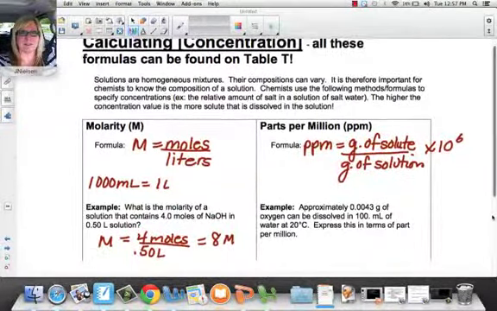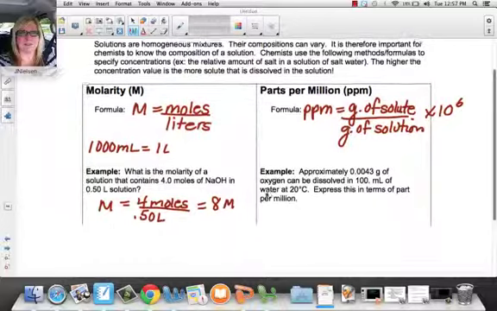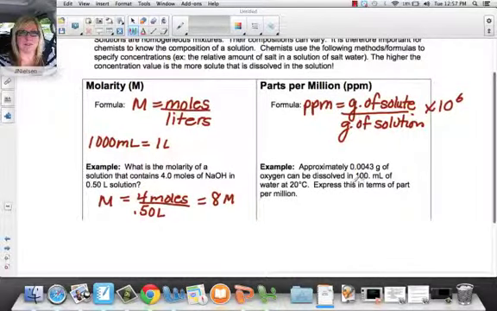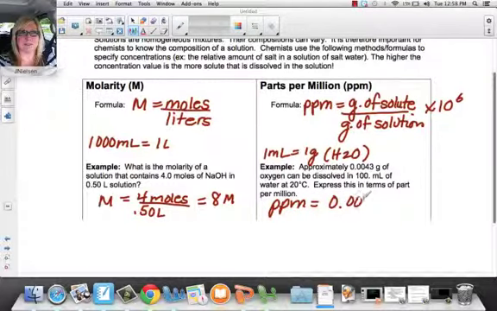In this example, approximately 0.0043 grams of oxygen can be dissolved in 100 milliliters of water at 20 degrees Celsius. Express this in terms of parts per million. If they give you milliliters of water, 1 milliliter equals 1 gram. So this is the same thing. So you've got parts per million equals the grams of your solute, which in this case is your oxygen gas, over the grams of solution.